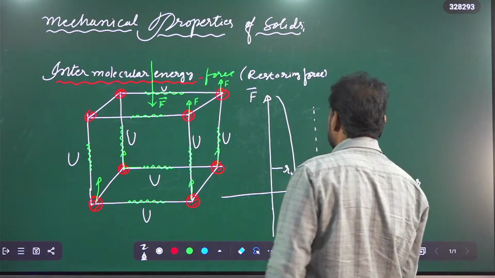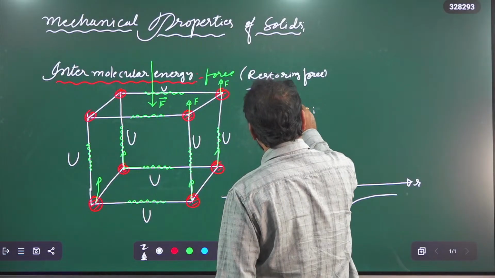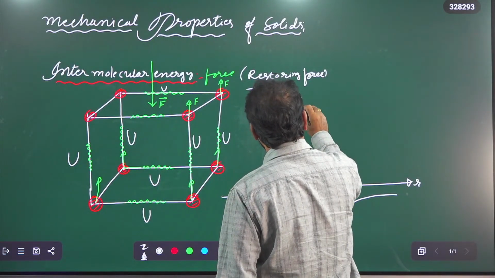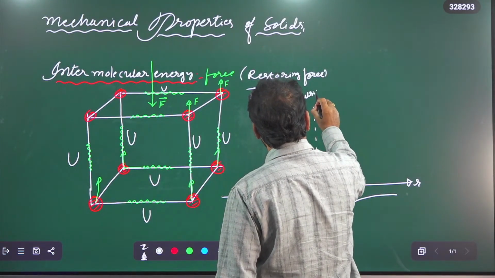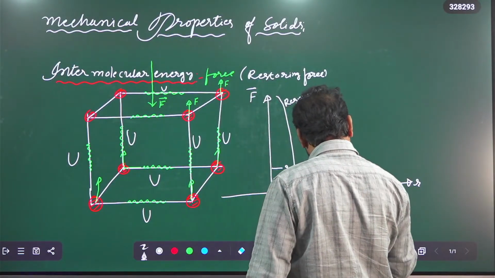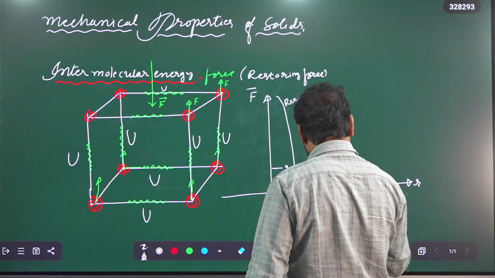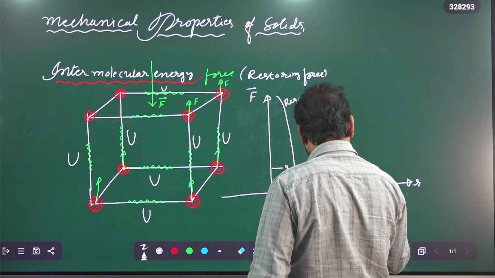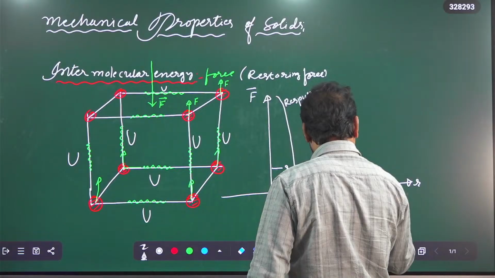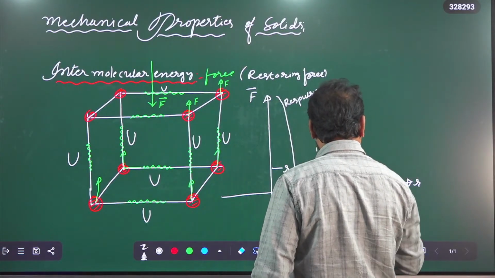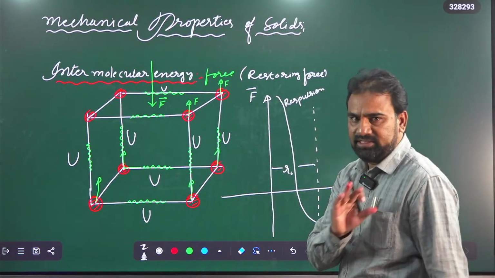This is the repulsive force, the repulsion. This is the attraction. Due to attraction, the distance between the molecules again increases.